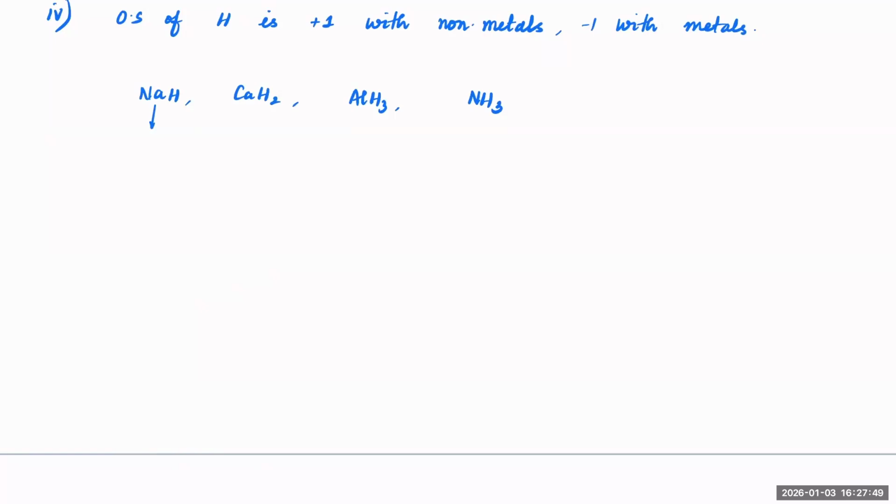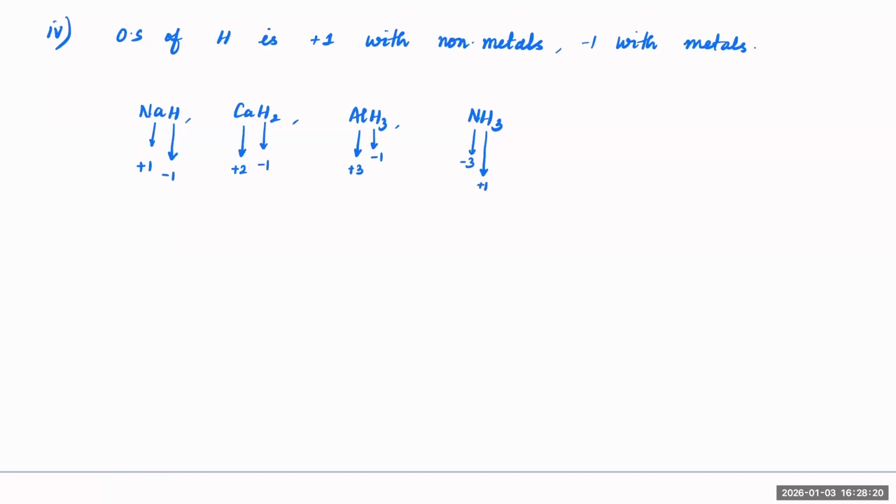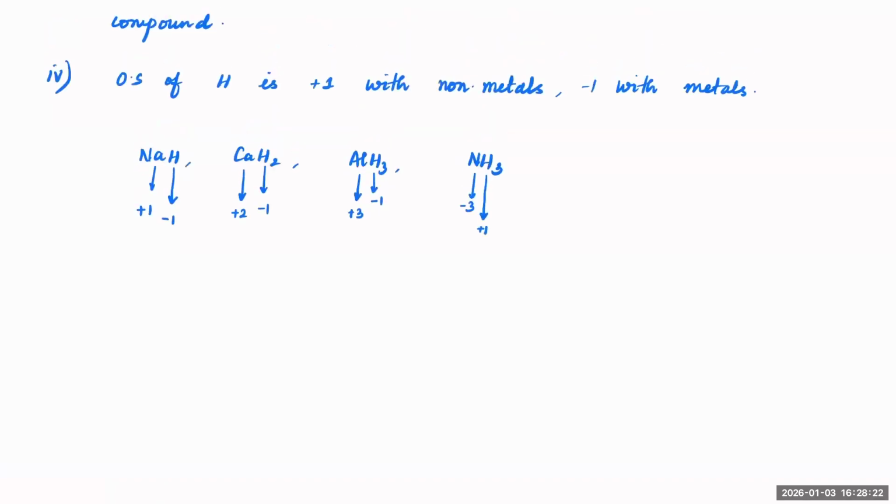Since sodium is a metal here, it is defined already as +1, so hydrogen has to be -1. Calcium is +2, already defined, so here hydrogen has to be -1. Aluminium is +3, so hydrogen will be -1. Now, it is the reverse way to define in NH3. Hydrogen is defined as +1, so nitrogen in this case will become -3. Okay, got it?